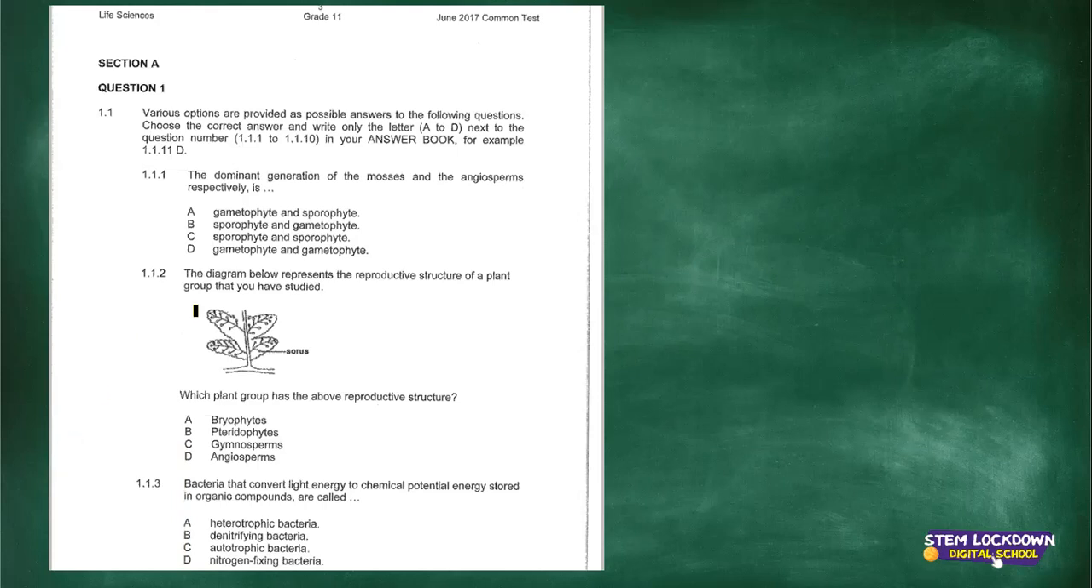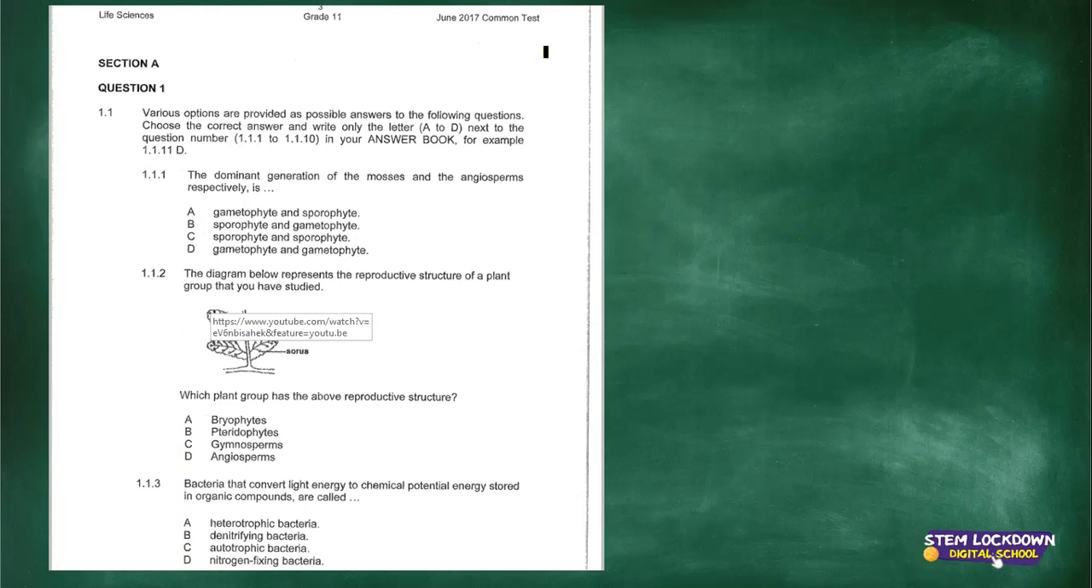I mean, save your time because it's a long paper and the time allocation is very specific to the mark allocation. So you don't want to waste your time on things that won't even give you marks. Please remember that. And then question 1.1.1, I need you to be very active in the chat box now. Question 1.1.1, the dominant generation of the mosses and the angiosperms respectively is what?